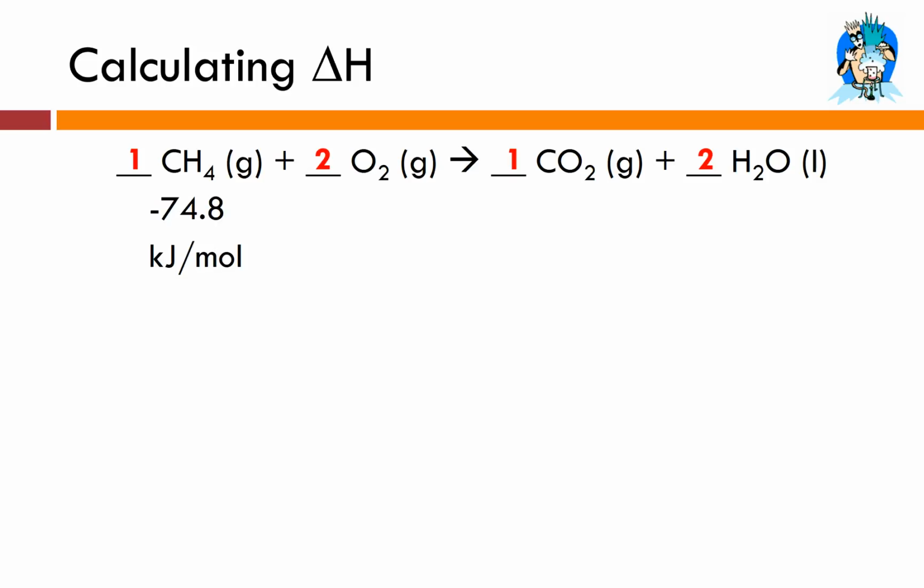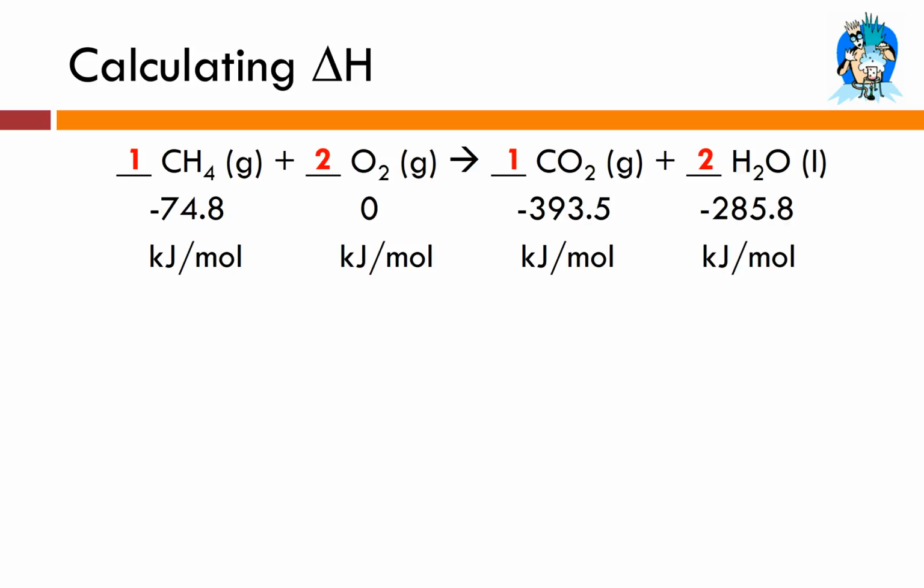I'm going to provide to you the heats of formation. And I'll show you what a table looks like in just a little while. But when methane, CH4, is formed from carbon and hydrogen, negative 74.8 kilojoules per mole is the result. So forming this releases energy. Because oxygen gas is in its standard state, it has a heat of formation of 0 kilojoules per mole. Carbon dioxide, negative 393.5 kilojoules per mole. And water is negative 285.8 kilojoules per mole.